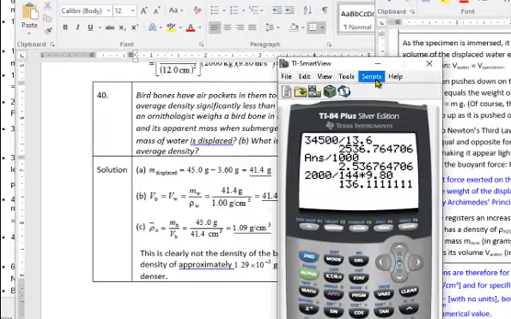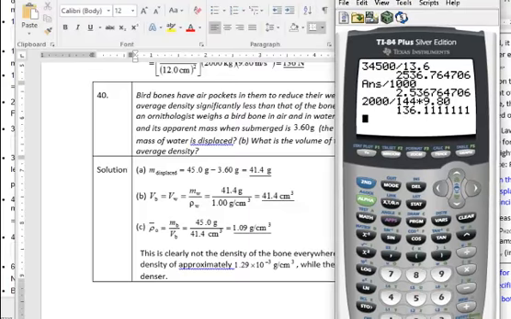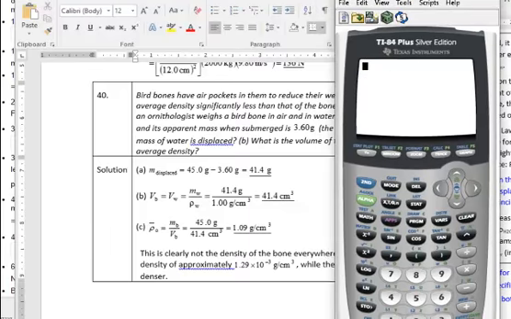Where's my calculator? There's my calculator. All right. So doing that would be, what was it again, 45.0 divided by 45.0, as I just showed you in that equation, minus 3.6, parentheses, enter, and that is the rounded 1.09 grams per cubic centimeter.